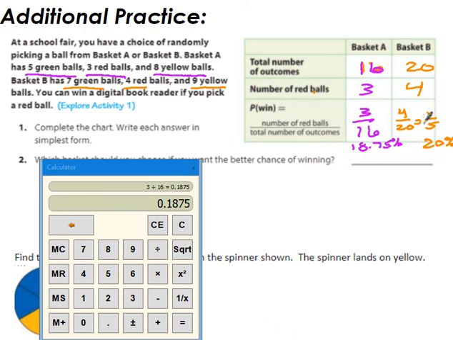So you have a slightly better chance because your probability is better. You have a 20% chance to pull a red ball out of basket B. You have an 18.75% chance to pull a red ball out of A. So you have a little bit better chance out of basket B. Not much, but it's still a better chance. So if you really wanted to win, you would be smart to choose basket B.